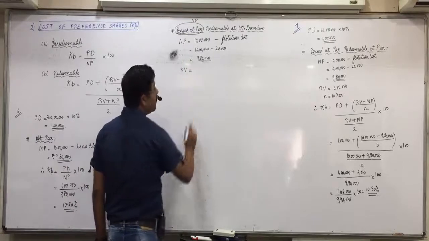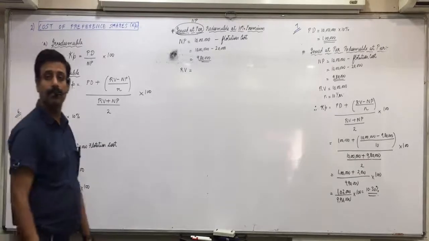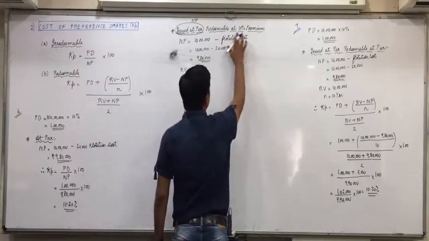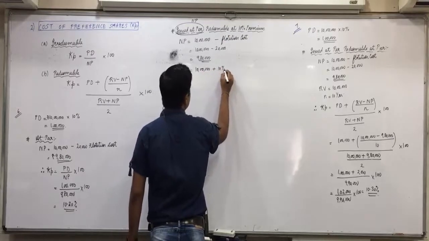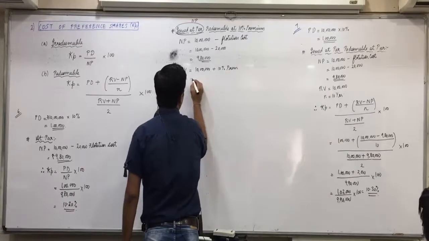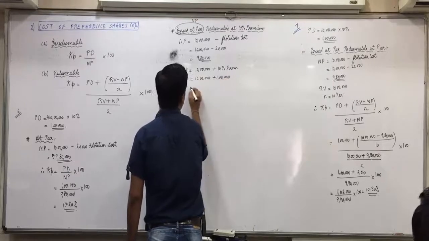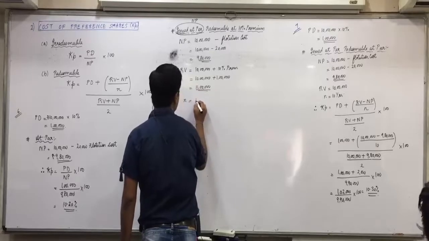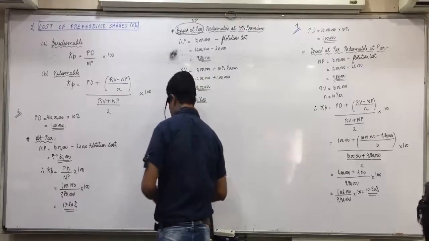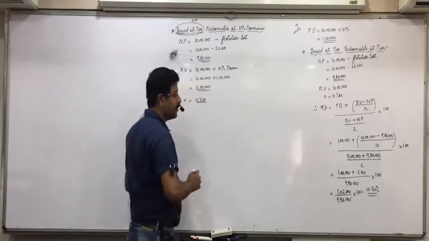Then redemption value. Yes, redeemable at 10% premium, so redemption value will be 10 lakhs plus 10% premium, that is 10 lakhs plus 1 lakh, 11 lakhs. And number of years? 10 years. Did you understand this, everyone? Apply the formula on your own. Who has completed? What do you get?